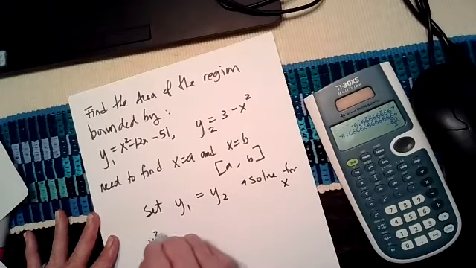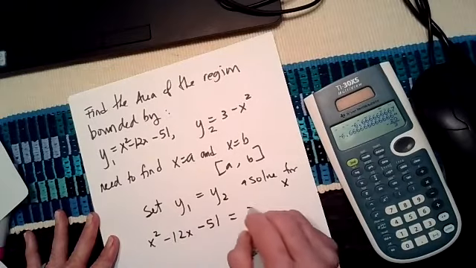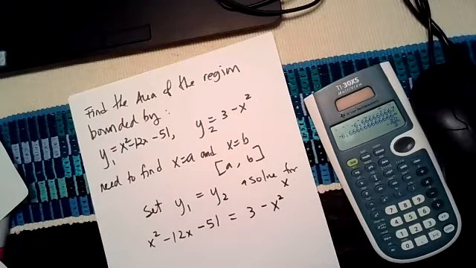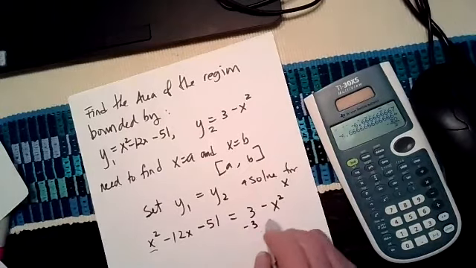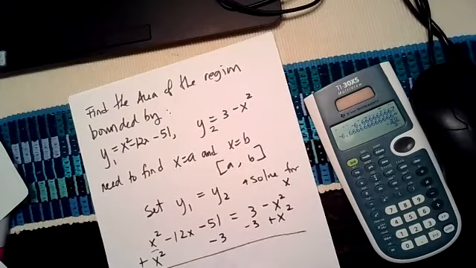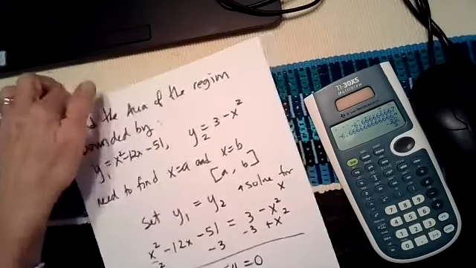So x squared minus 12x minus 51 is equal to 3 minus x squared. All right, since we're solving a quadratic equation, this needs to be equal to 0. So we're going to subtract 3 and add x squared. That's going to give us 2x squared minus 12x minus 54. And so we've got to factor that.